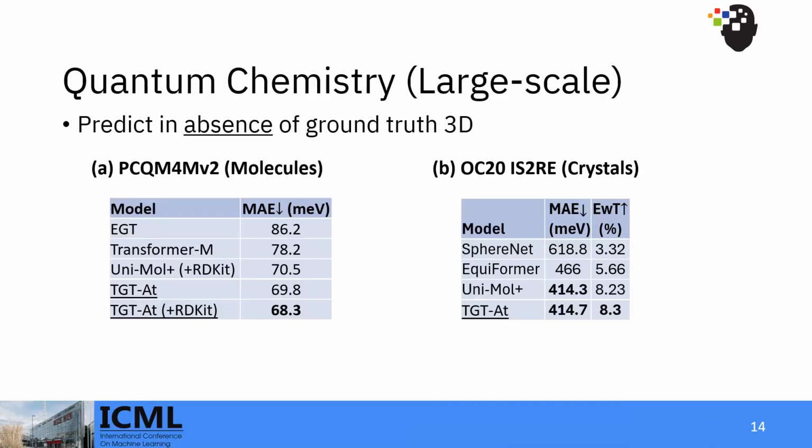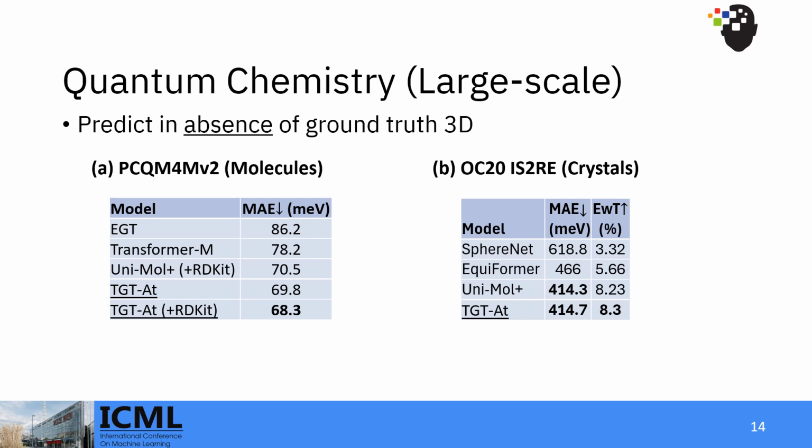Now let's dive into the results for large-scale quantum chemistry tasks. The key challenge here is to predict properties in the absence of ground truth 3D structures, which is a significant leap forward in computational efficiency. We've tested our models on two important datasets, PCQM4Mv2 for molecules and OC20 IS2RE for crystals. Our TGT model is currently the top-performing model on the public leaderboards for both of these datasets.